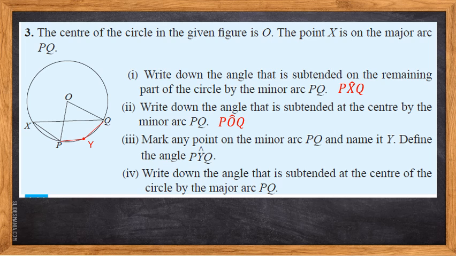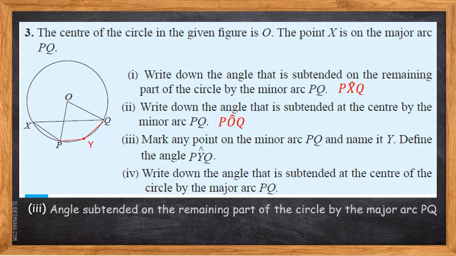Then you have to define this PYQ angle. That means you have to explain what that angle is. Then that angle is actually subtended by the major arc. Part 3, let's write down. That angle is subtended by the major arc on the remaining part of the circle. Then we can write: PYQ is the angle subtended on the remaining part of the circle by the major arc PQ.